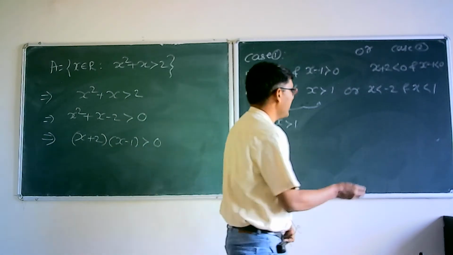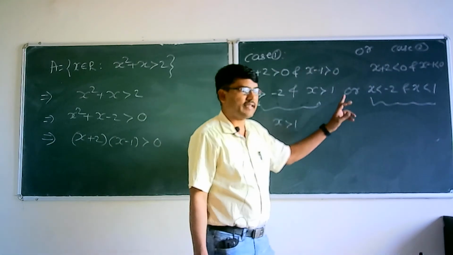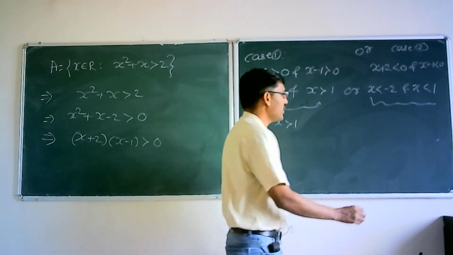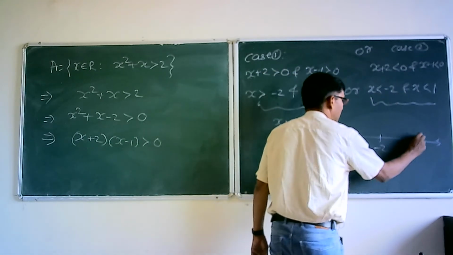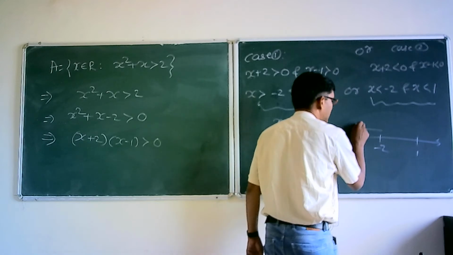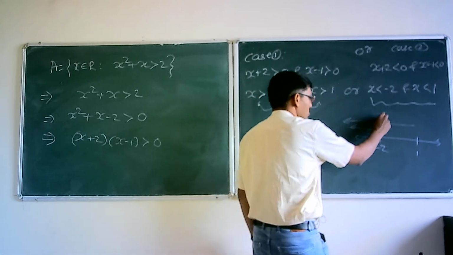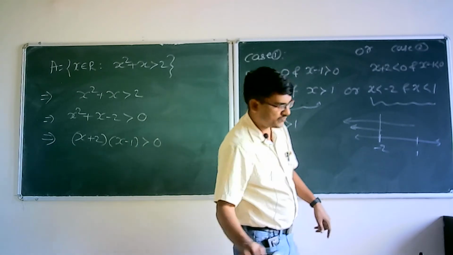Here again, from these two you can observe that if x is less than minus 2, then obviously x is less than 1. If you draw geometrically, here is minus 2, here is 1. So if x is less than minus 2, then obviously x is less than 1. So what is the intersecting point? x is less than minus 2.